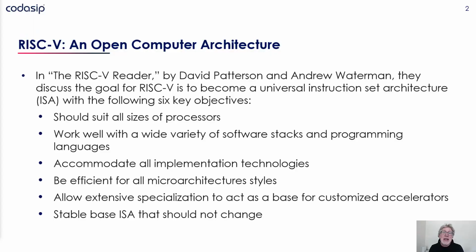Now let's first look at the RISC-V architecture. There are 6 basic tenets that this architecture was developed on. They can be found in the RISC-V Reader by David Patterson and Andrew Waterman. The first tenet is it should be suitable for all sizes of processors, all the way from a very small embedded controller to a general purpose processor that you could find in your notebook to a high performance compute node that you might find in the cloud.